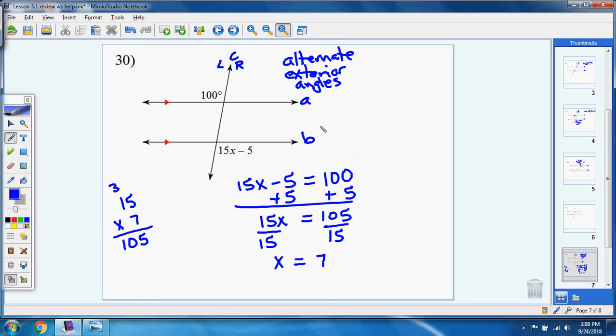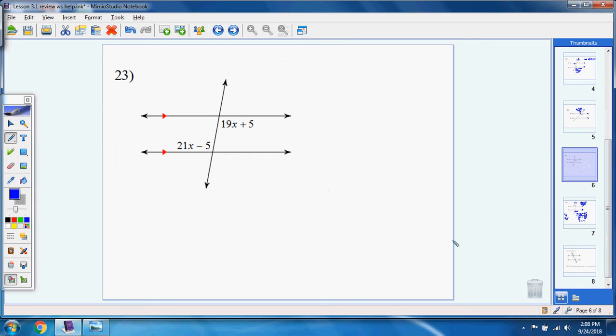And again, if I wanted to check it, I can come back up here to this side, the 15x subtract 5. That again would be 15 times 7, which we already found to be 105. And 105 subtract 5 is definitely 100. So they are congruent angles based off of the alternate exterior angle theorem. And the value of x is equal to 7. Very nice. All right, so let's go back to number 23.